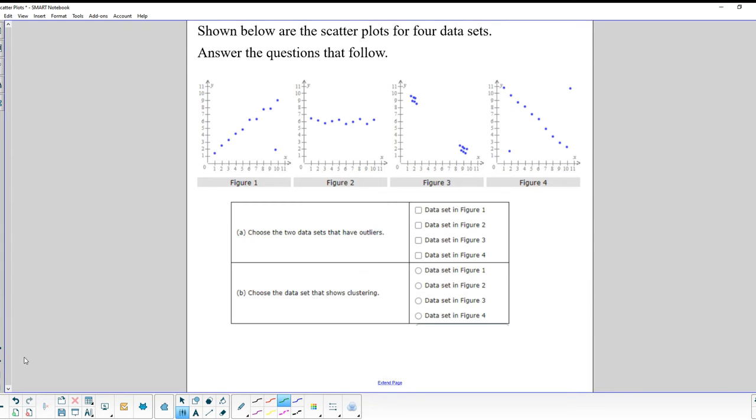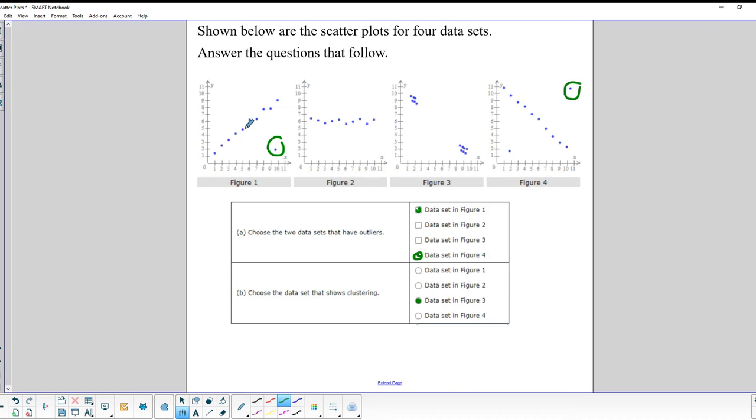Okay, here's another one. Shown below are scatter plots for 4 data sets. Answer the questions. Choose the 2 data sets that have outliers. Okay, so this one has an outlier, and this one has an outlier, so that would be figures 1 and 4. Okay, choose 2 data sets that show clustering. Okay, it looks to me like figure 3 definitely shows clustering.